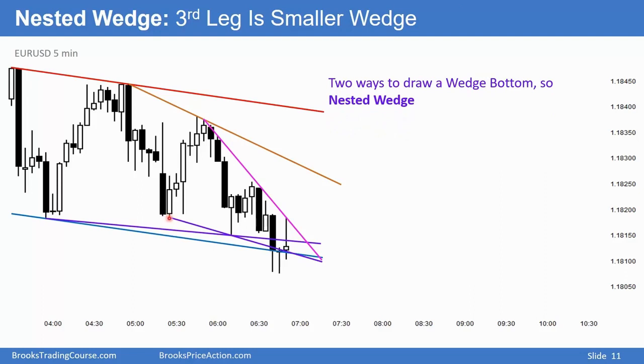Two ways to draw a wedge bottom, 1, 2, 3, or 1, 2, or 2, and 3. Let's say 1, 2, and 3. There are two ways to draw a wedge bottom here. Whenever there are two ways to draw the same pattern, some computers will use one, other computers will use the other.